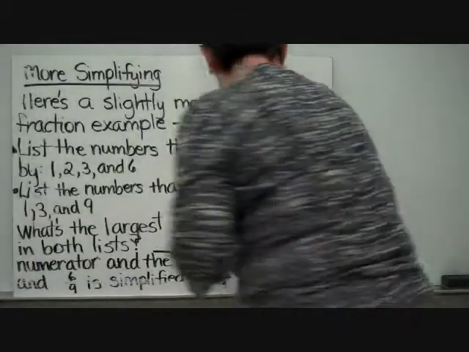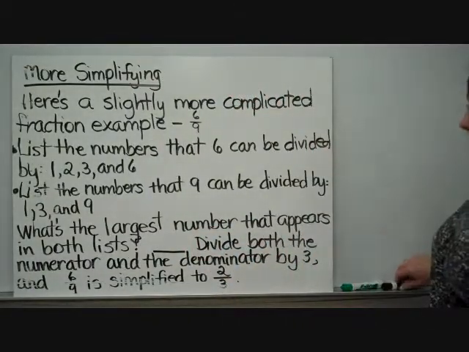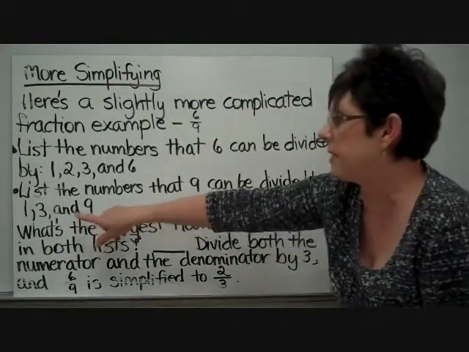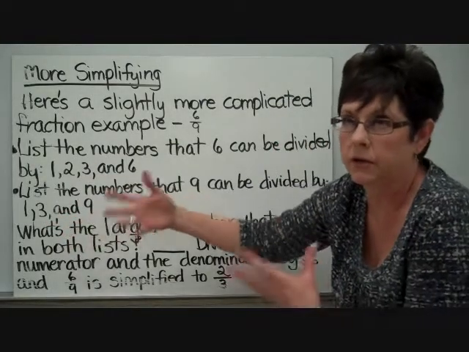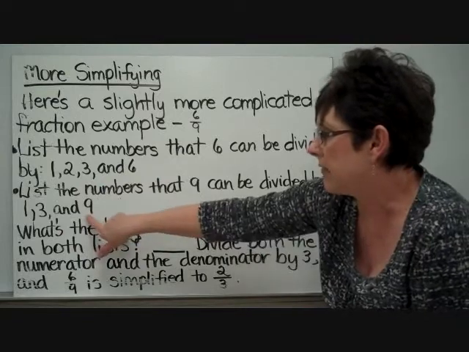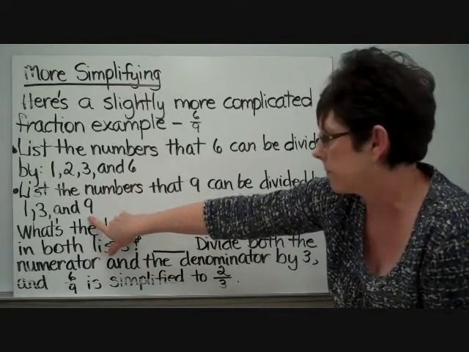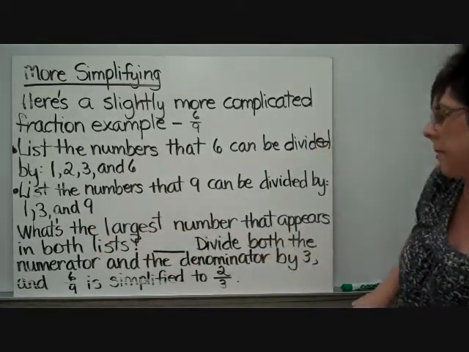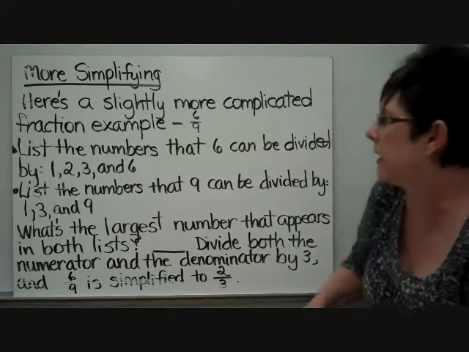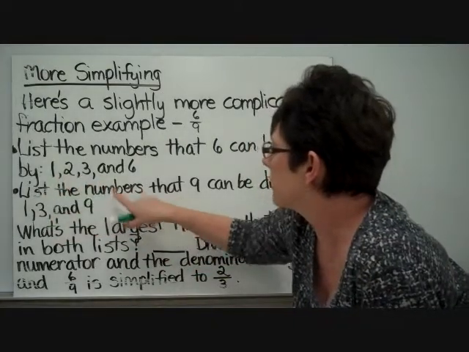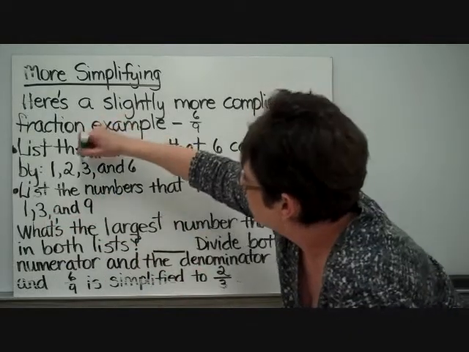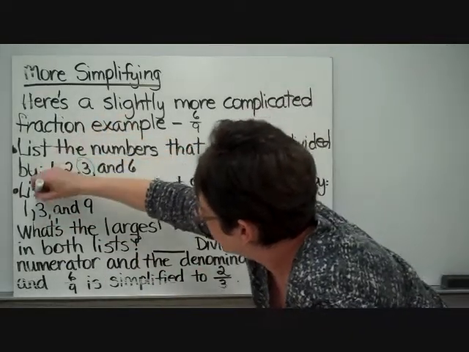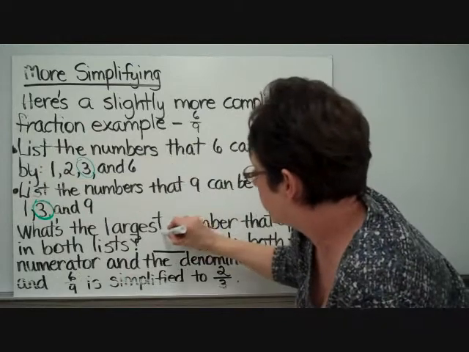List the numbers that 9 can be divided by. We know 9 can be divided by 1. It can be divided by 3. 3 times 3 is 9. And 9 can be divided by itself, 9. What is the largest number that appears in both lists? Well, let's see. There's not a 9 up here, but there is a 3 in both. So there is a 3 in both lists.